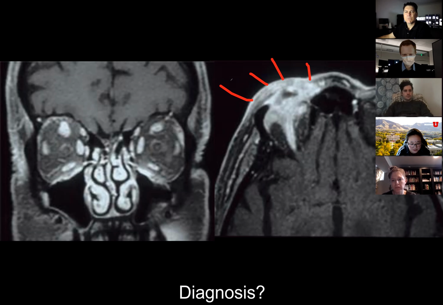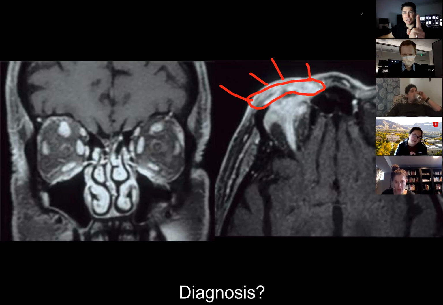Like tumor invasion. What if this is all squamous? So maybe a squamous cell carcinoma that's invaded into the superior rectus muscle. What are the three big things you want to talk about every time you have a squamous cell carcinoma of the head and neck? You talk about the primary: where is it centered, where does it go, how big is it?